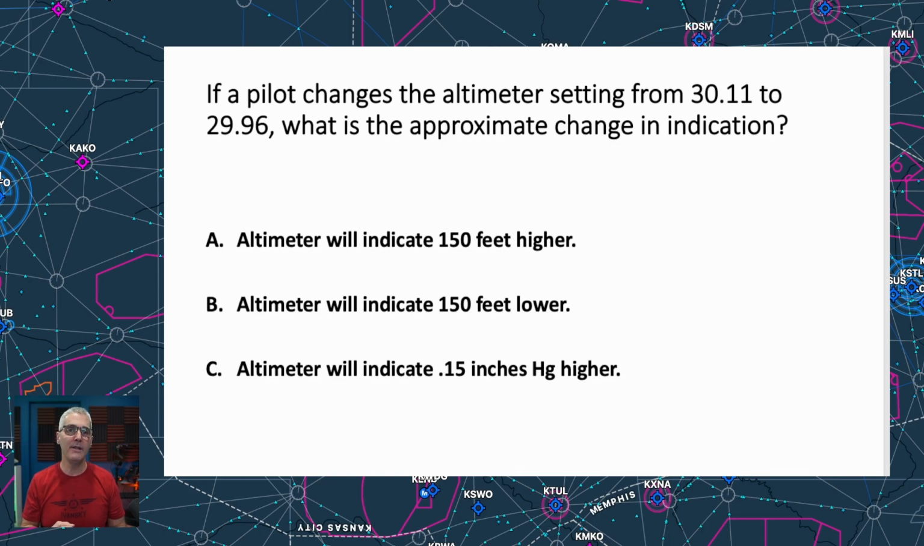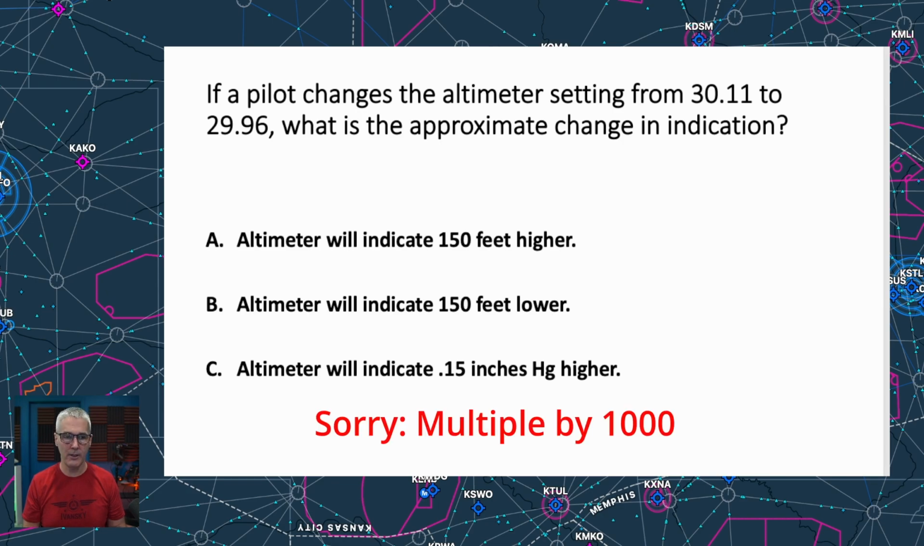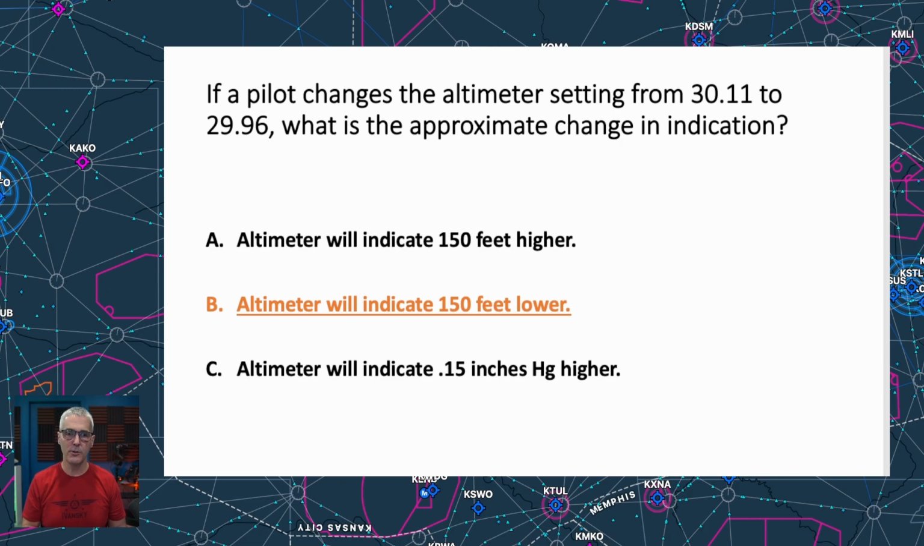And then remembering that 1 inch of pressure in terms of millimeters of mercury ends up being about 1,000 feet, you're going to multiply that number by 1,000, and you're going to get that the altimeter will indicate 150 feet lower. So you turned it from 30.11 down to 29.96. The indicated altitude would go down, and it would indicate about 150 feet lower.